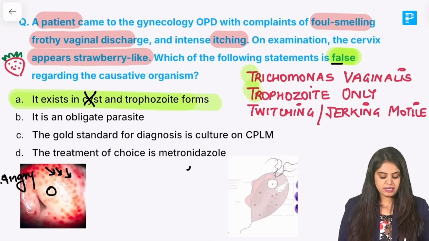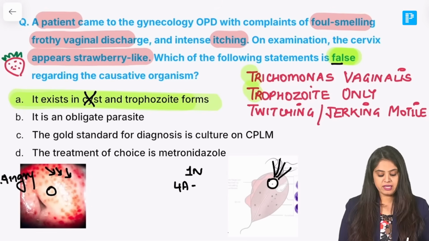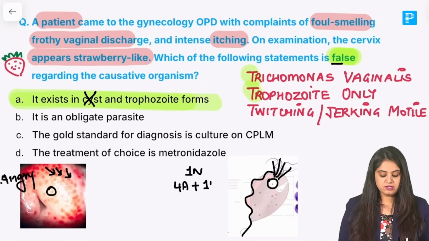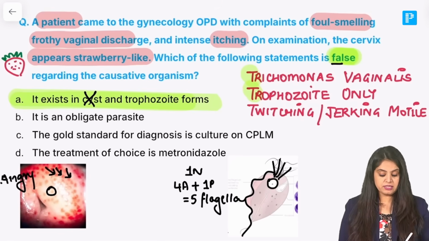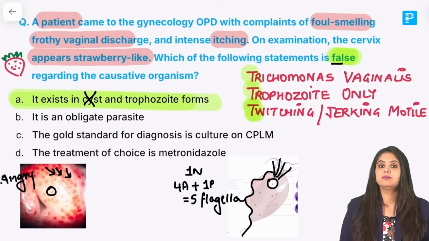How many nuclei can you see in this trophozoite? I can see one nucleus. And how many flagella can we see? I can see 1, 2, 3, 4 flagella which are going anteriorly, and then there is one long flagellum which is going posteriorly. So I can see a total of 5 flagella, and if it's got flagella, then it definitely must be moving. So the motility is also known as the twitching or the jerking motility.